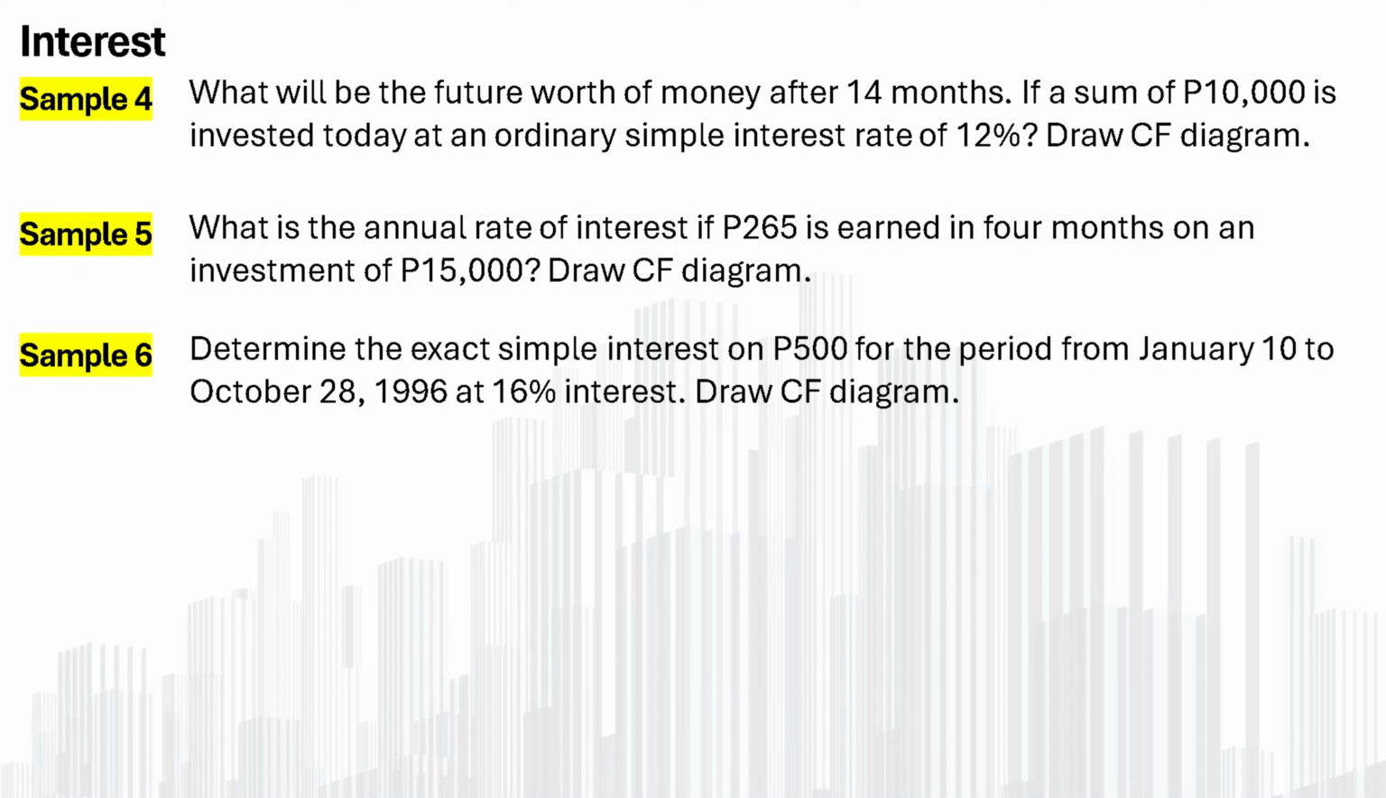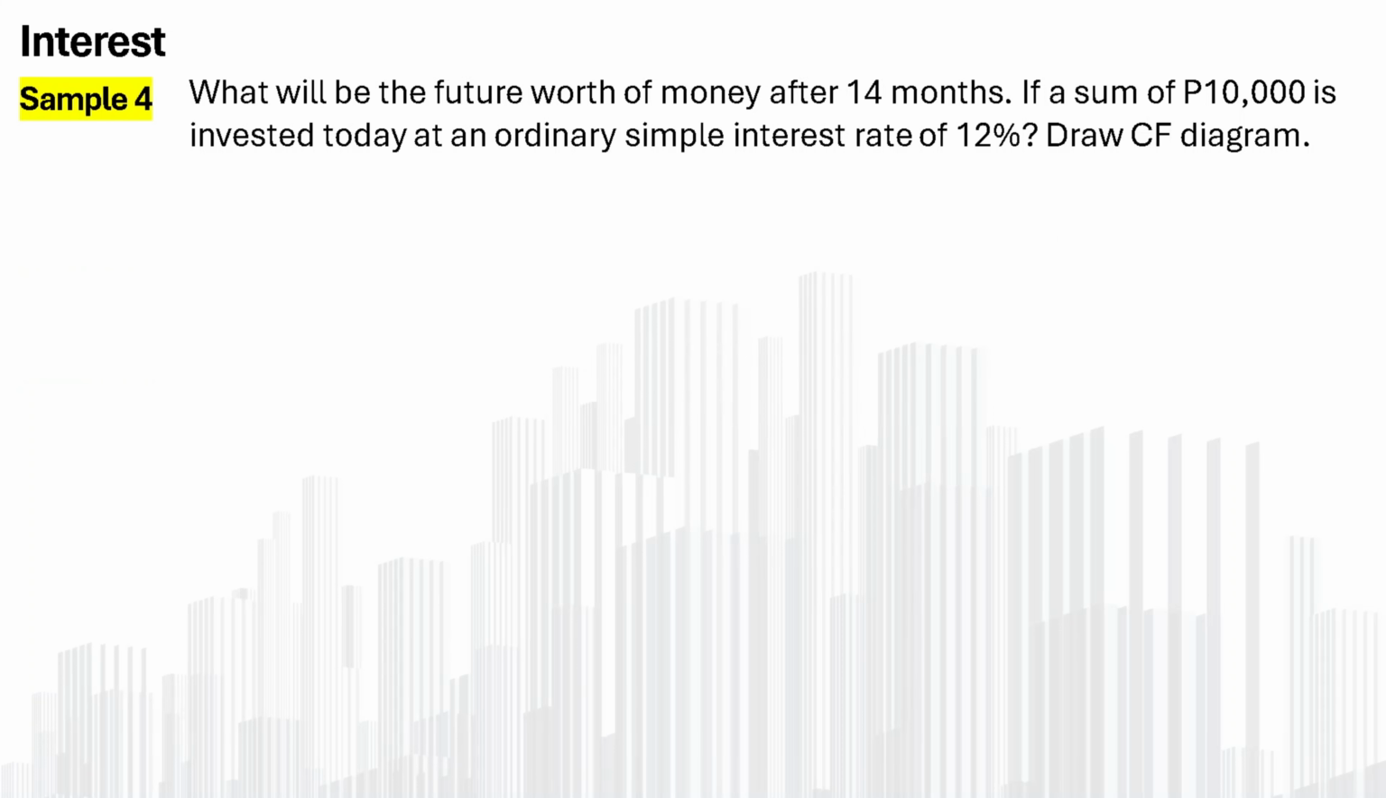Let's try to solve some problems. Hopefully you can solve some of this yourself. So our sample number 4: what will be the future worth of money after 14 months if a sum of 10,000 pesos is invested today at an ordinary simple interest rate of 12%? And remember to draw the cash flow diagram. So what do we have here? We have 10,000 pesos as our principal. We know our interest rate, small i, that's 12%. We're here to find the future worth of the money after 14 months.